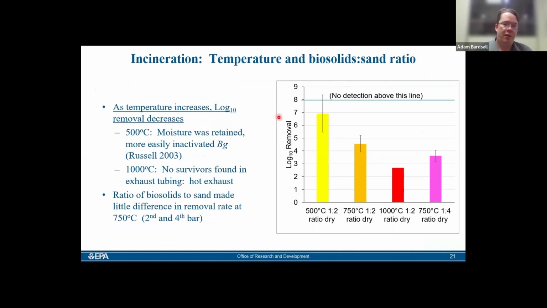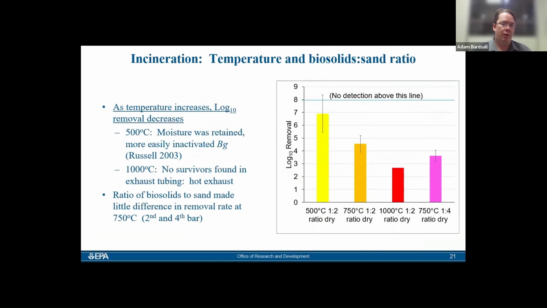Okay, so first off, these figures are set up in reverse of the previous ones that you've seen so far. Instead of colony forming units that have been recovered, these bars are showing how much has been eliminated, up to about 10 to the 8th or 100 million, which is about how many spores we were adding to the samples. So above this line, we expect that there has been complete removal.